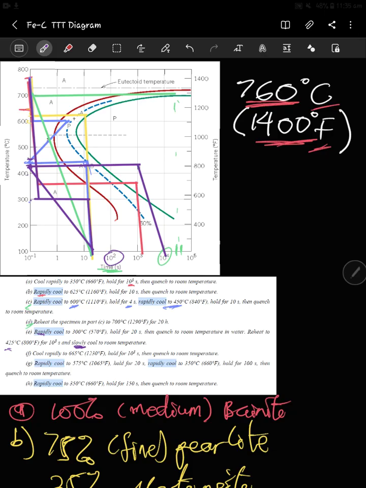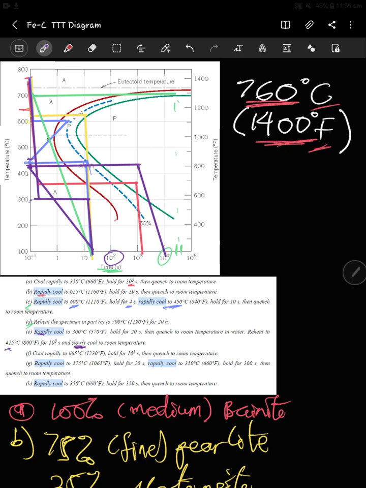Then again, what structure did we get for E? Let's go by it. We are still in austenite, so we started from 760 right here, and then we go here, still austenite. Then we held it for some time. We've not started any transformation, so we are still having austenite.